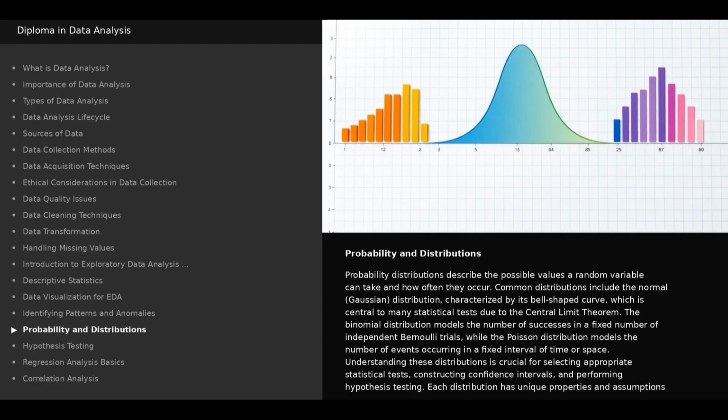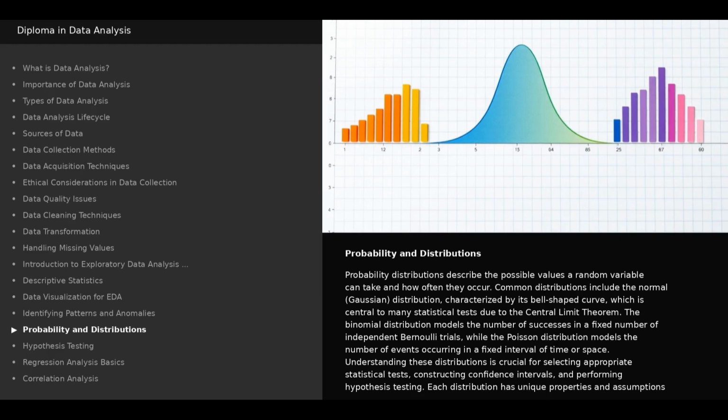Probability distributions describe the possible values a random variable can take and how often they occur. Common distributions include the normal, or Gaussian, distribution, characterized by its bell-shaped curve, which is central to many statistical tests due to the central limit theorem.